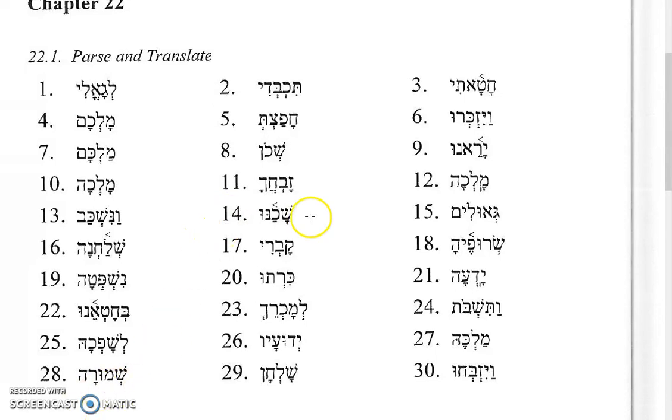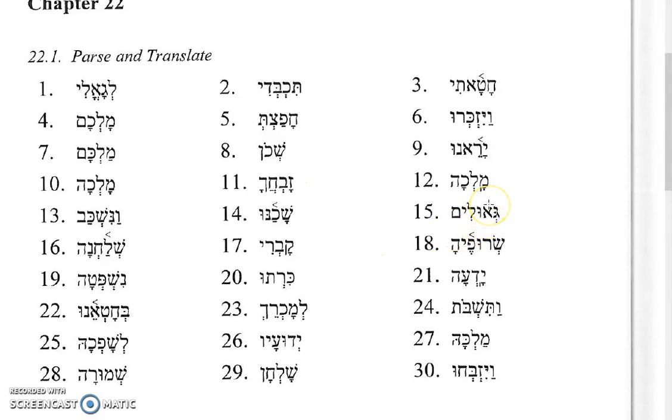Number 11. Number 11 looks like it's zokhaka, which looks like it's probably the Qal infinitive construct plus a second masculine singular suffix, you're sacrificing, which you being the subject of the verb.